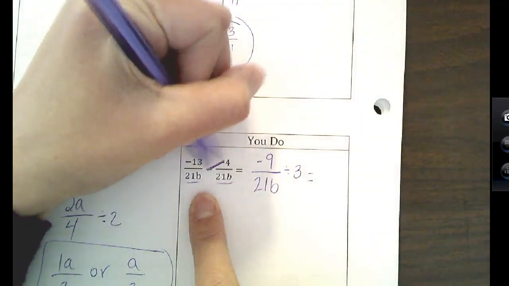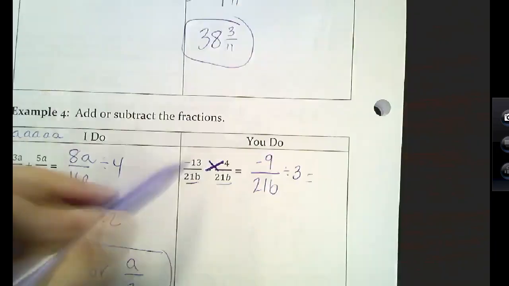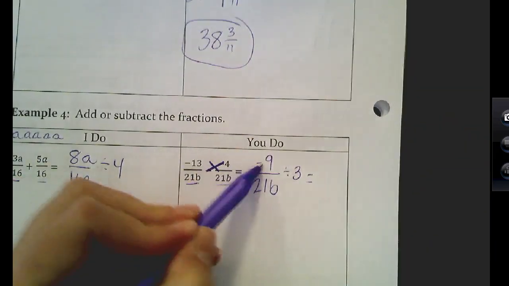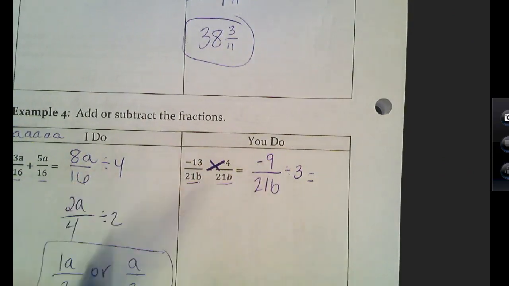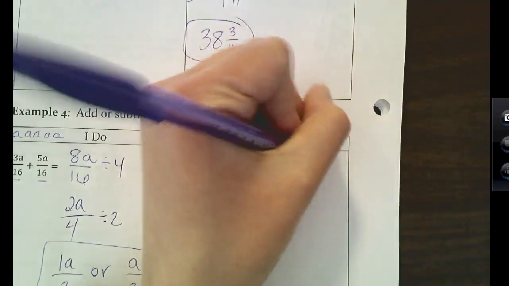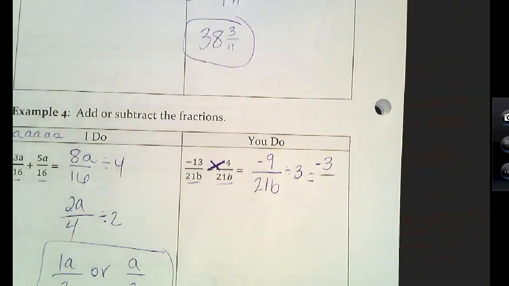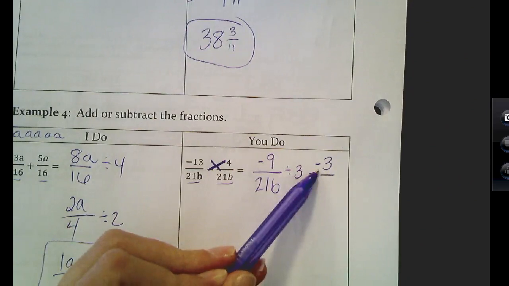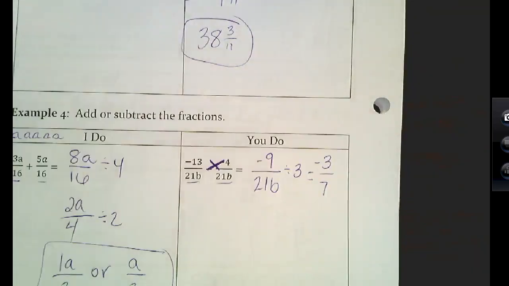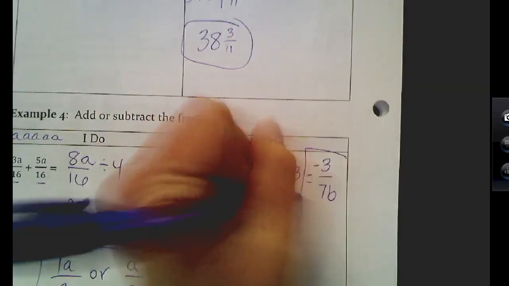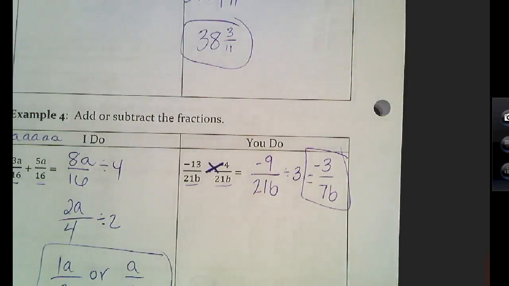Yep. Good. So we get that -9. Yep, go for it. Good. Yep. Very good. So we've got the -3 in our numerator. In our denominator, 21 divided by 3 is 7. And then you've still got that B.